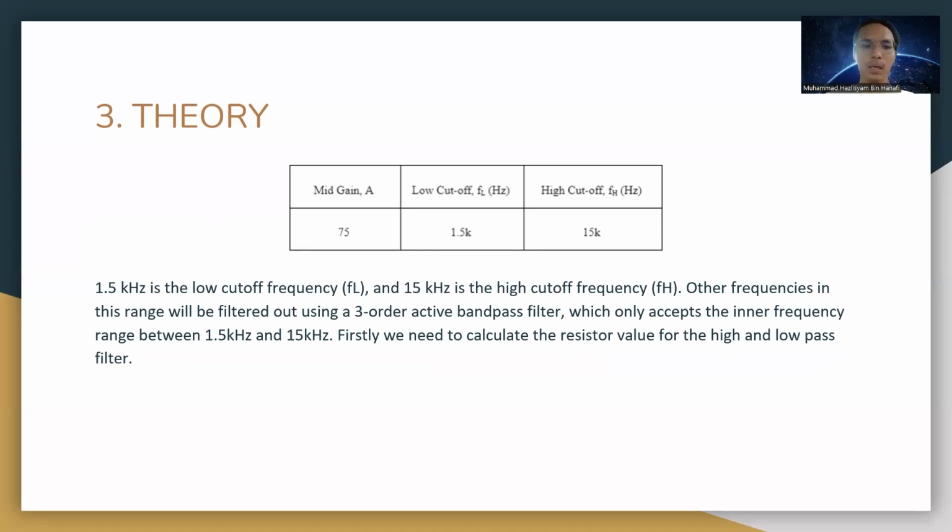Other frequencies in this range will be filtered out using a third-order active bandpass filter, which only accepts the frequency range between 1.5 and 50 kHz. Firstly, we need to calculate the resistor values for the high-pass and low-pass filters.